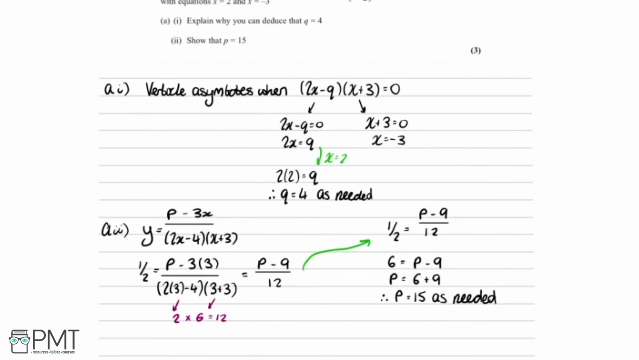Fantastic. So looking through to see where we get the marks. We get 1 mark up here for all this working, so essentially explaining that 2x minus q equals 0 when x equals 2, which then means that q would equal 4. So we get 1 mark for that. And then we get 1 mark down here for realising that we need to sub in the point 3 and a half to make sure we've just got p as the single unknown. And then we get the final mark here for using our algebraic manipulation skills to work down through to show that p equals 15.